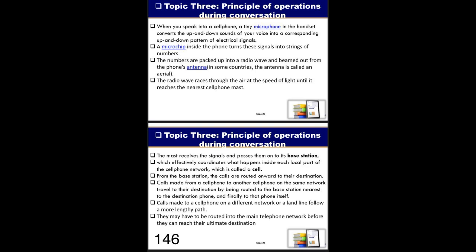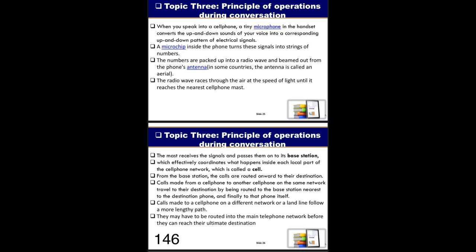When you speak into a cell phone, a tiny microphone in the handset converts the up and down sounds of your voice into a corresponding up and down pattern of electrical signals. A microchip inside the phone turns these signals into strings of numbers. The numbers are packed up into a radio wave and beamed out from the phone's antenna. In some countries, the antenna is called an aerial.